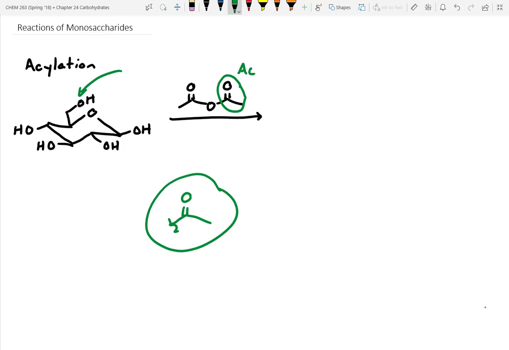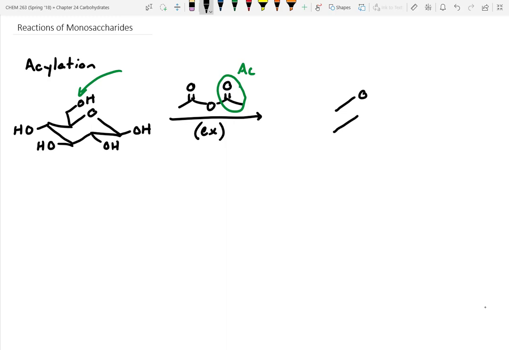So each of those alcohols can attack acetic anhydride. You can get an acylation reaction to occur off of all of them. And typically this is done in excess to ensure that all of those alcohols get acylated. So we can go ahead and draw our product. And I'm just going to call that OAC rather than drawing out all of those carbonyls.